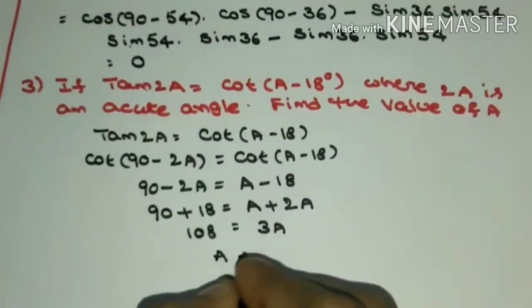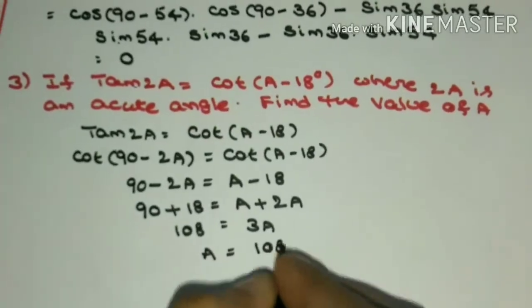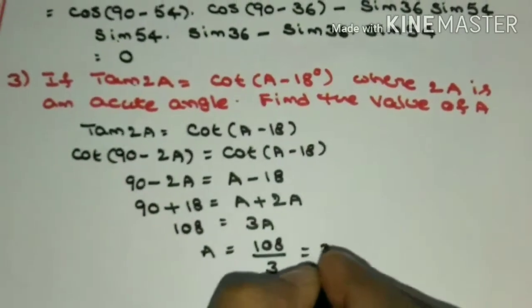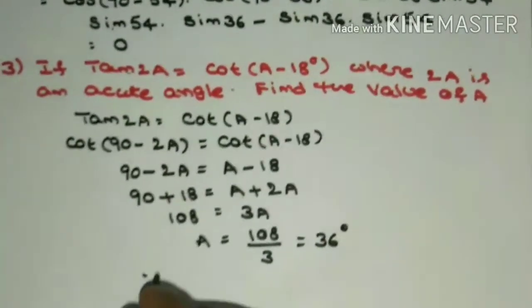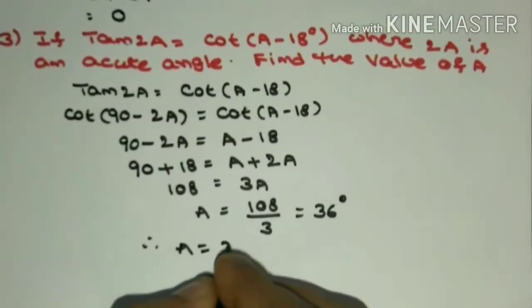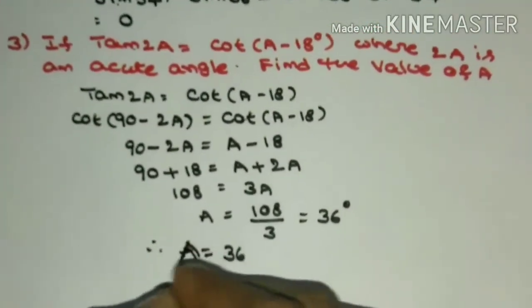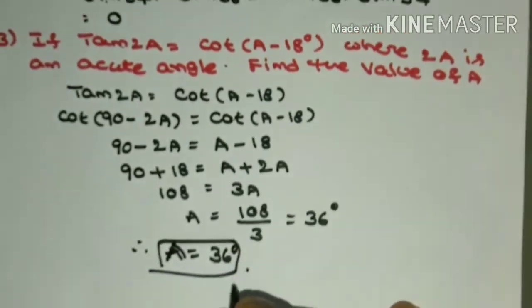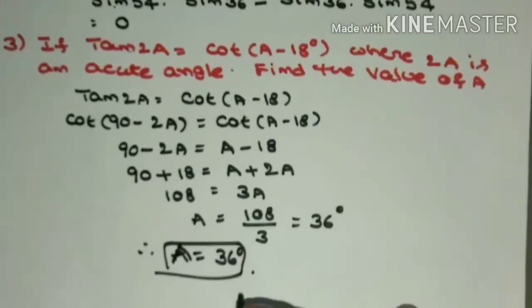So what is the requirement? A equals 108 by 3, which equals 36 degrees. Therefore the required angle A equals 36 degrees. This is the third problem's solution.